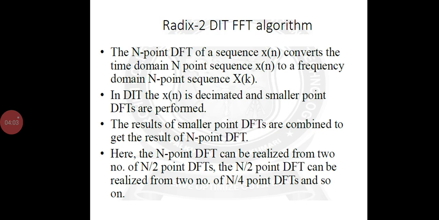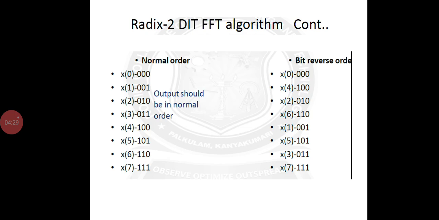In this, the x of n is decimated and smaller point DFTs are performed. Also, the results of smaller point DFTs are combined to get the results of N point DFTs. Here the N point DFT can be realized from two N by 2 point DFTs, and N by 2 point DFT can be realized from two N by 4 point DFTs, and so on. Now while we are seeing this radix 2 DIT-FFT algorithm, the inputs are given in the bit reversal order.